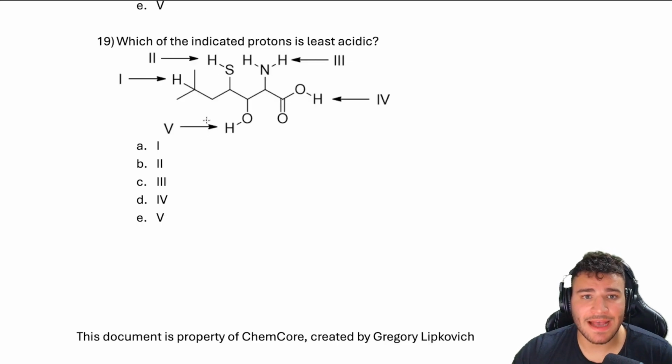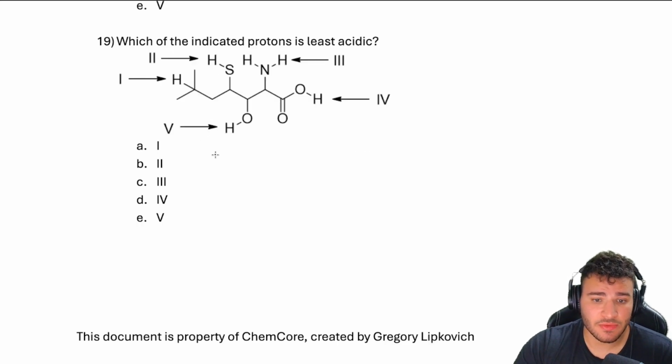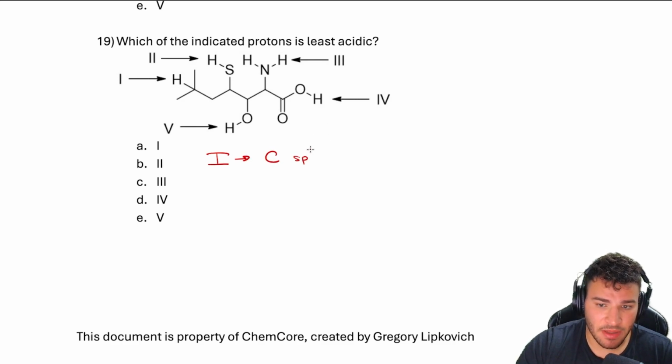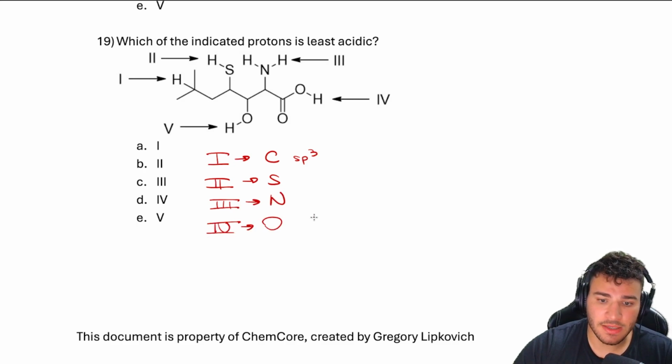In question 19, we're asked which of the protons is least acidic. Let's just analyze it as we usually do. Proton A1 is connected to a carbon that is sp3 hybridized. Carbon 2 is connected to a sulfur. Carbon 3 is connected to a nitrogen. Carbon 4 is connected to an oxygen that's a carboxylic acid. And proton 5 is connected to a regular oxygen that's just an alcohol.